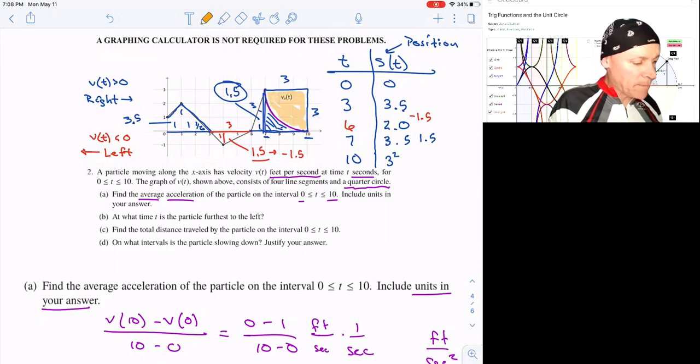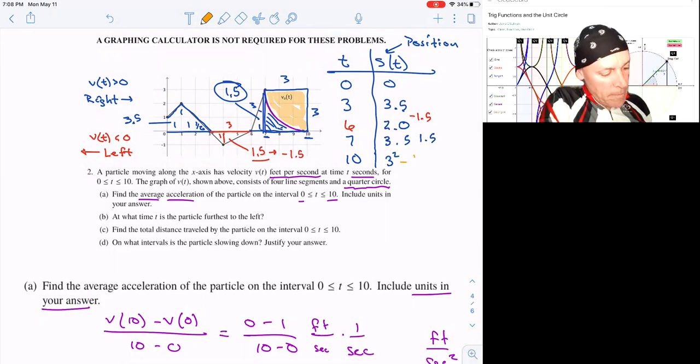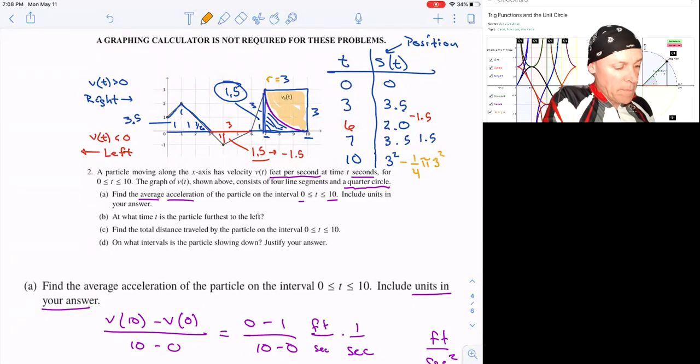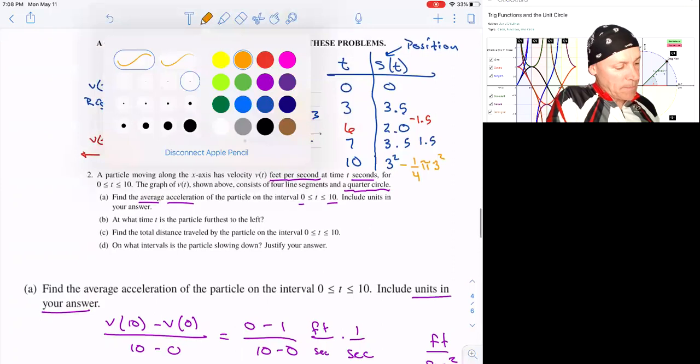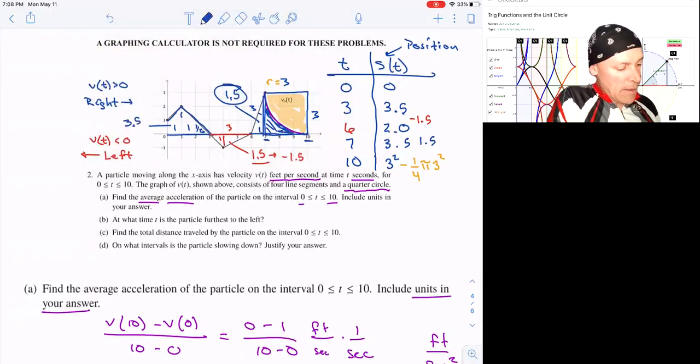Well, the area of that, which I'm subtracting, is going to be 1/4, it's a quarter circle, pi r squared. And my radius is going to be 3, so that's 3 squared. So 3 squared minus 1/4 pi times 3 squared is going to be the area of this blue region right here. Okay. Sweet. Well, that was a lot of fun.